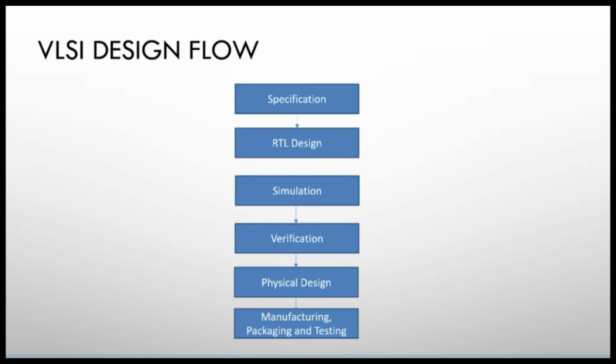So all the requirements needed to design a chip are named a specification. Based on these specifications, the RTL design engineer will write a code, the RTL design code. After the RTL design engineer writes this RTL design code from the specifications given by some consumer or someone, this code is simulated, and after simulation it goes into the verification stage.